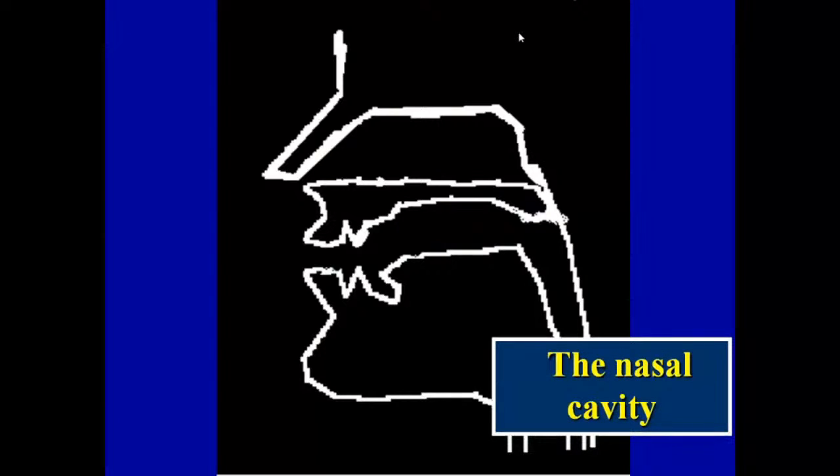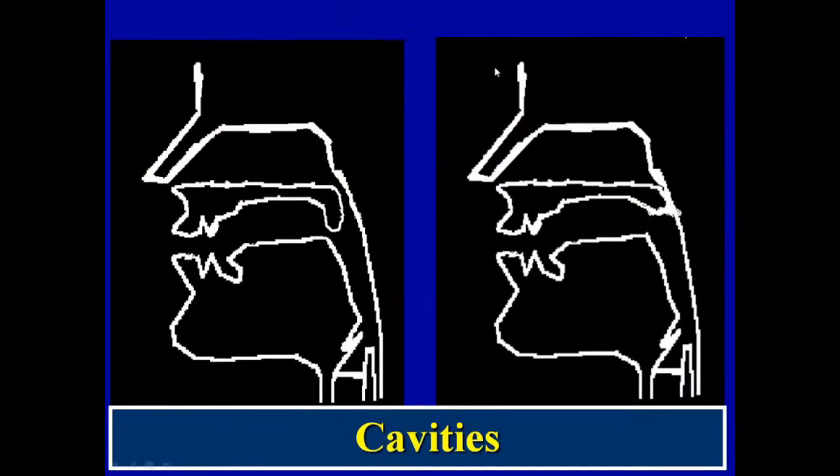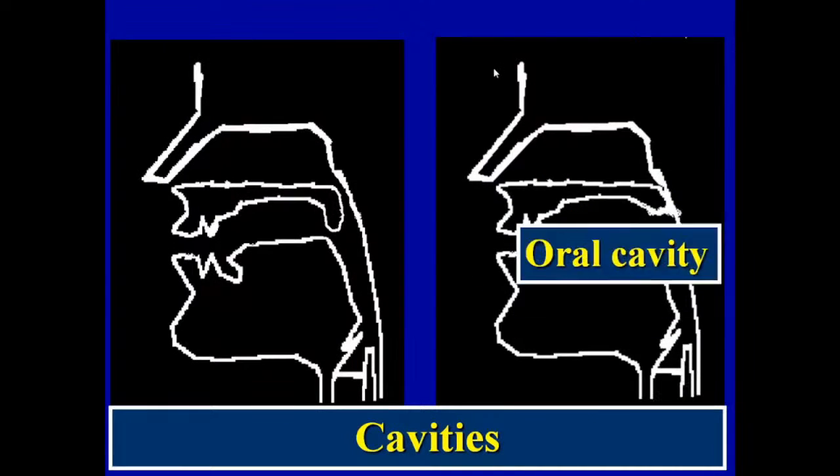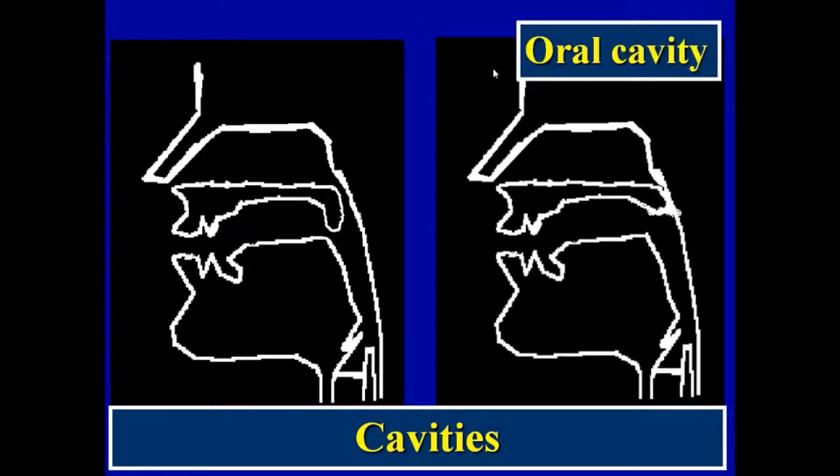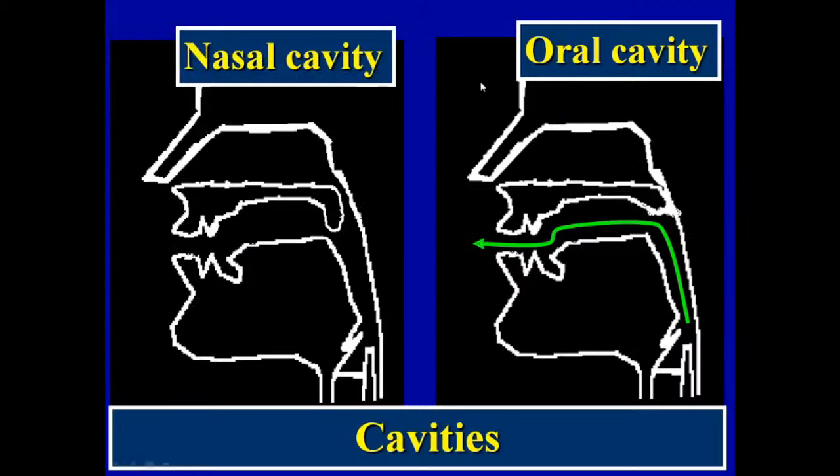Now we can talk about two different passages for the air. The nasal cavity. Look at this arrow here showing us this passage through the nose, the nasal cavity. Okay, so we have got two different cavities here. We have got also the oral cavity. So it's through the mouth, the oral cavity, or the passage of air through the mouth here. Okay.